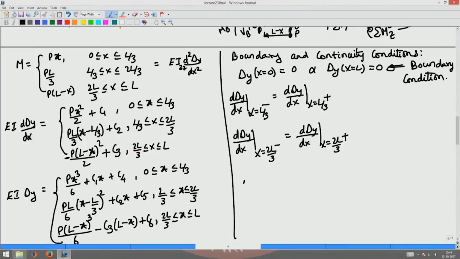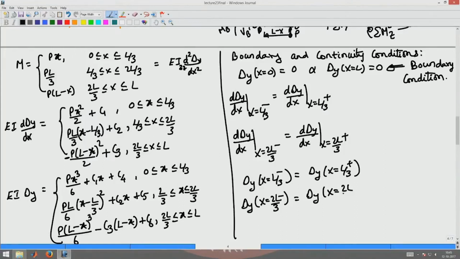I have delta y at x equal to L by 3 minus must be equal to delta y at x equal to L by 3 plus. Similarly, I have delta y at x equal to 2L by 3 minus must be equal to delta y at x equal to 2L by 3 plus. Okay. Now let us look at what restriction these conditions place.